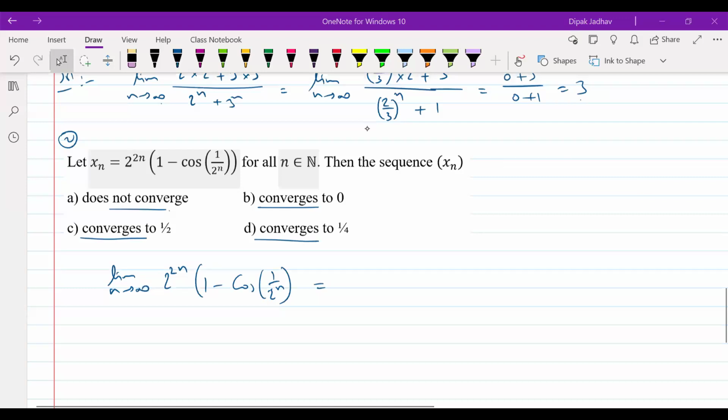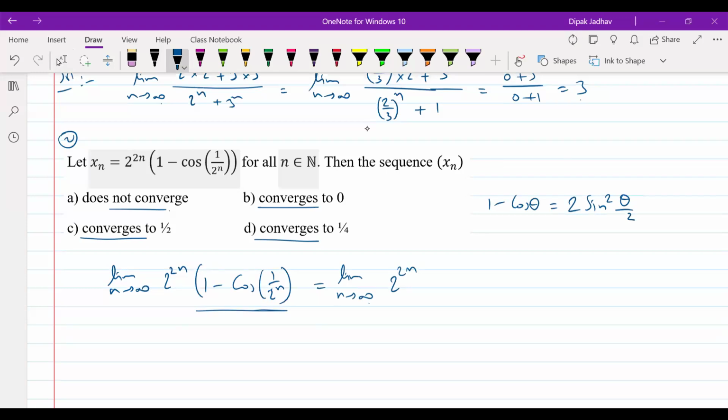Let's see, when I see some identity, do I have any identity related to this? 1 minus cos theta: any trigonometric identity you have learned, possibly in 11th standard. So 1 minus cos theta is 2 sine square theta by 2. So this is a hint. Try using this hint to compute the limit of the sequence.